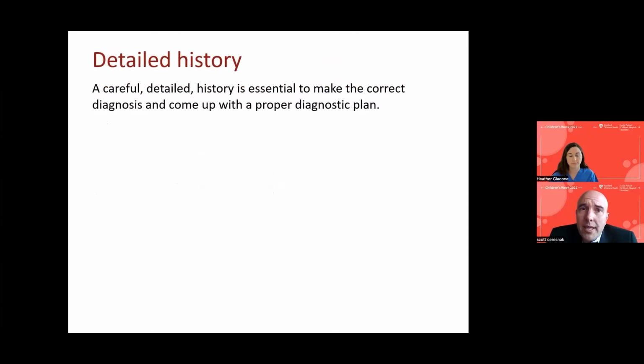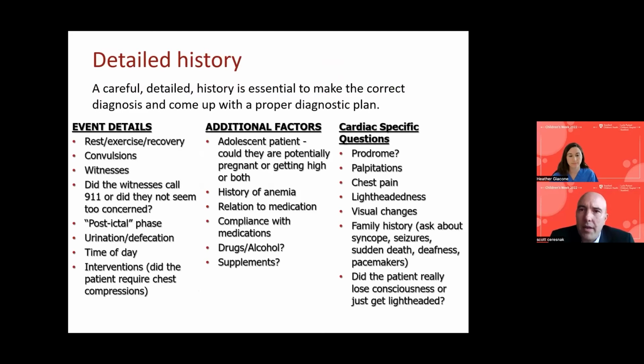And so I mentioned detailed history, and I do want to spend a minute here just talking about what we're looking for in a really detailed history to give us a sense of, is this a cardiogenic cause or not? And I think we really break it up into 3 groups: the details of the event, what additional factors could be at play here, and then cardiac specific questions. And the event details are really, when did it occur? Did it occur with rest or with exercise?